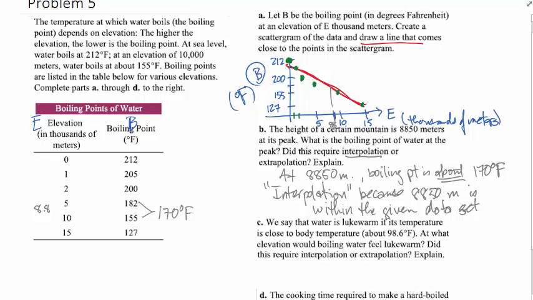Next one, we say water is lukewarm if its temperature is close to the body temperature of 98.6. At what elevation would boiling water feel lukewarm? So now, this time, we are looking at a value. We see that the boiling point here kind of goes down, it's decreasing. So at 98.6, we would probably guess 98.6 would be over here, and it would give us thousands of meters.